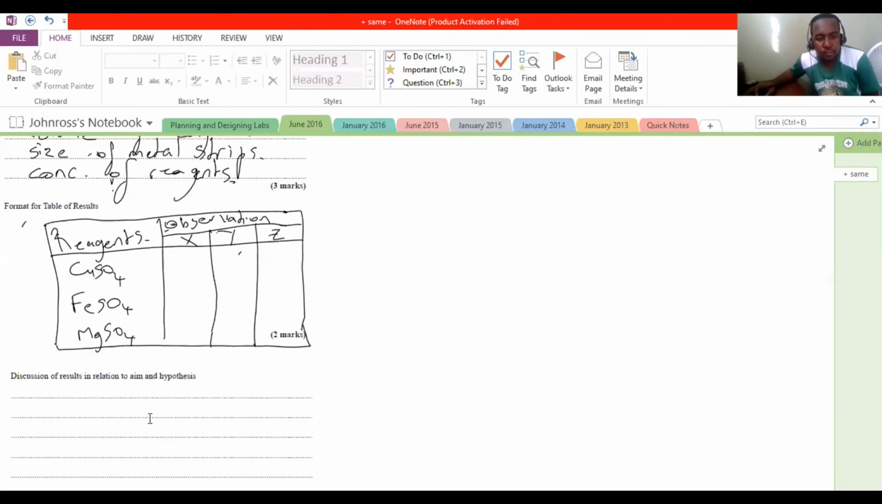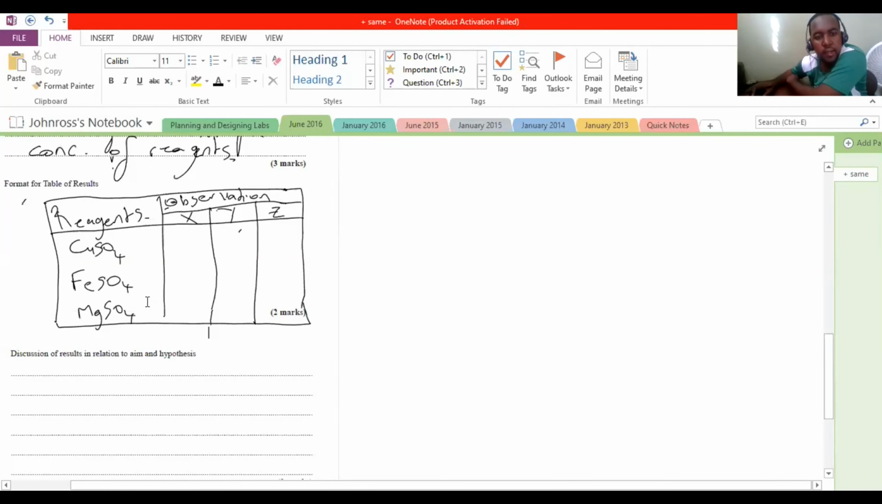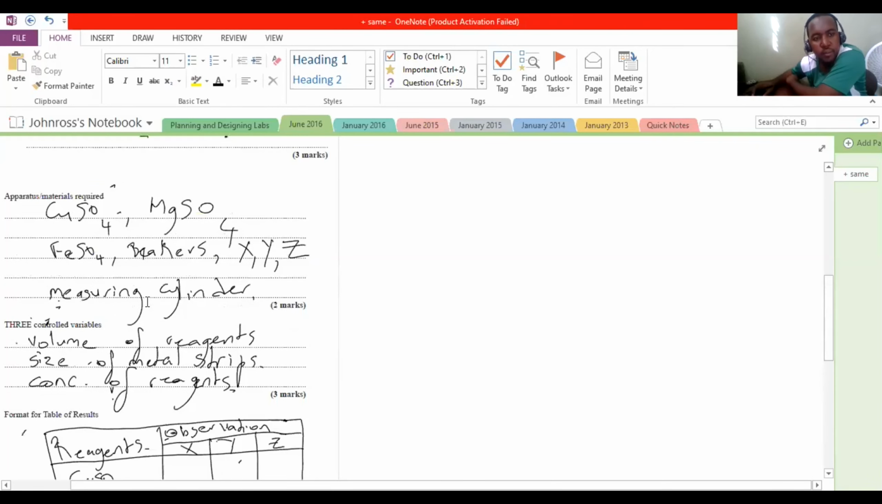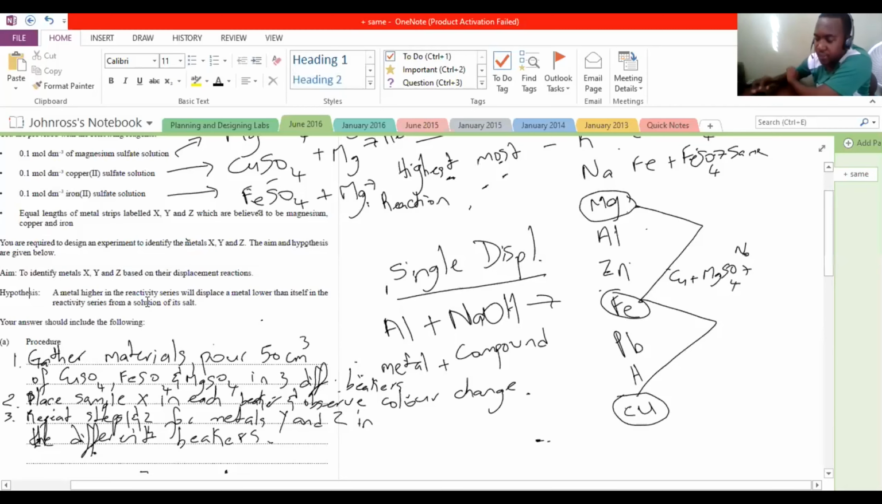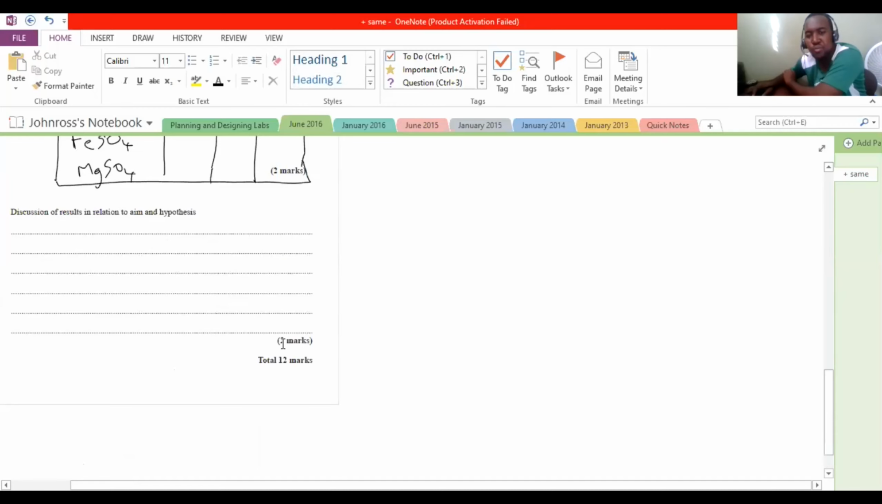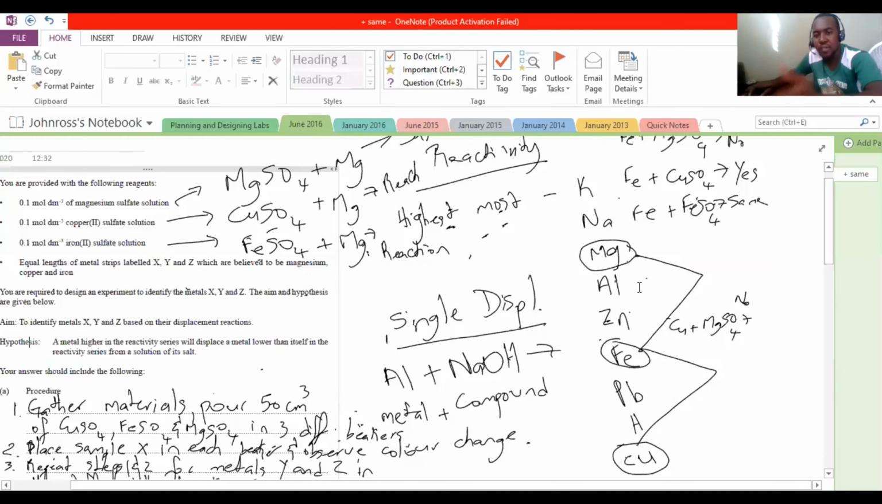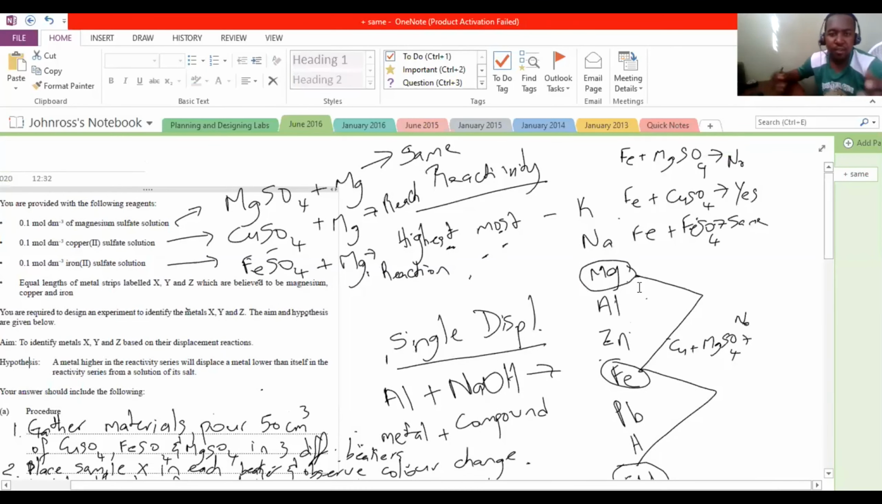All right, and then finally is our discussion of results in relation to your aim and hypothesis. Remember, the aim was about the reactivity series. So what would be in our discussion here? It's 2 marks, so we don't have to write a lot. All we'd write is basically what we did over here. You can write the equations that we did, with magnesium sulfate and magnesium, the iron one and the copper ones.